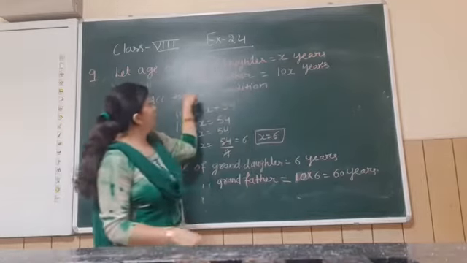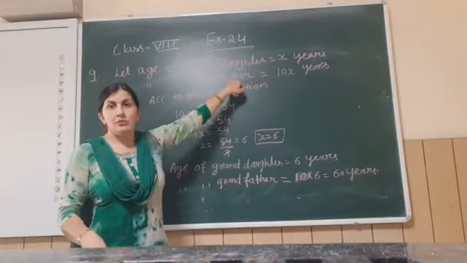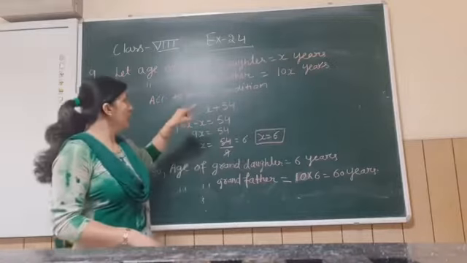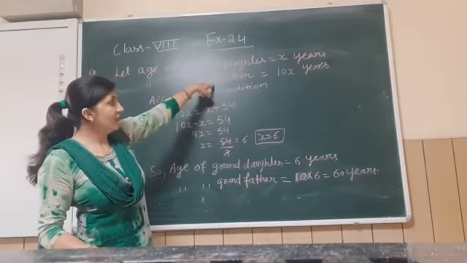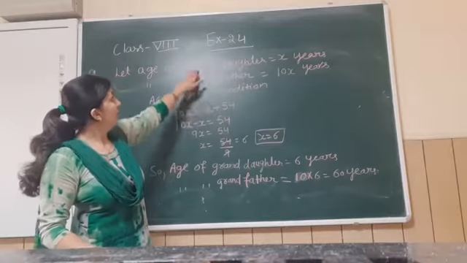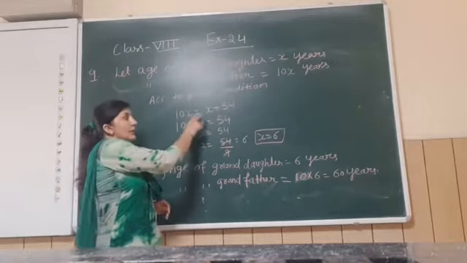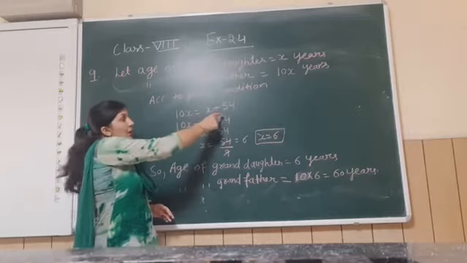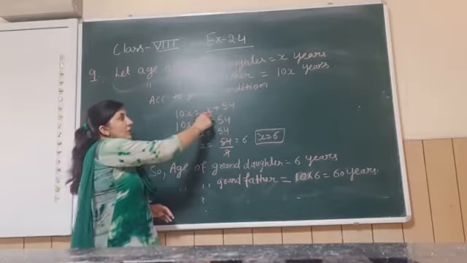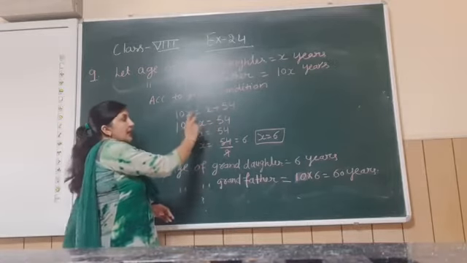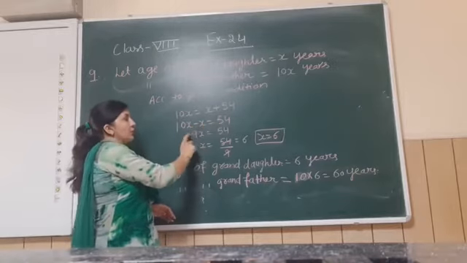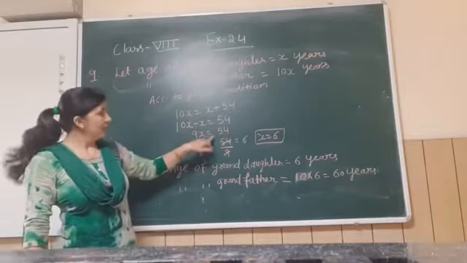Then what will be the age of the grandfather? He is 10 times older than her, so 10 multiplied by x, 10x years. According to the question, they say the grandfather is 54 years more than the granddaughter. So the grandfather's age is equal to the granddaughter's age plus 54 years. So 10x is equal to x plus 54. We will take x to the left hand side, the sign will change, and 10x minus x is 9x, equal to 54.